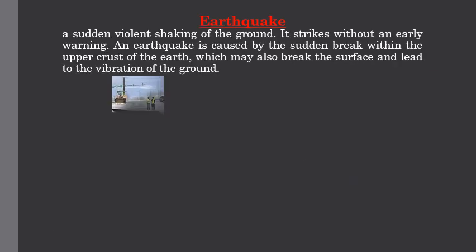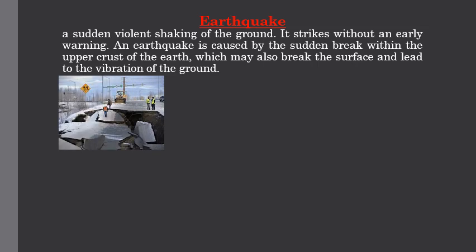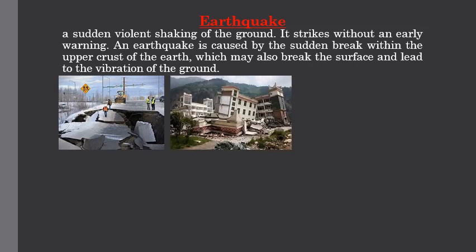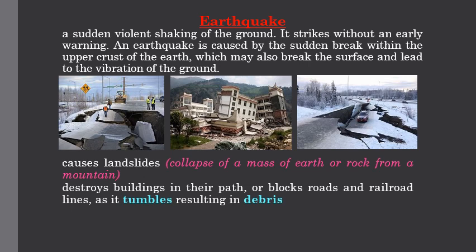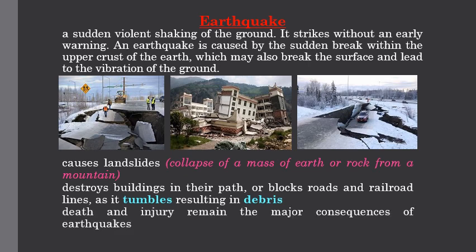Earthquake. A sudden violent shaking of the ground. It strikes without an early warning. An earthquake is caused by the sudden break within the upper crust of the earth, which may also break the surface and lead to the vibration of the ground. Here are the images. What are the effects? It causes landslides, which is the collapse of a mass of earth or rock from the mountain. It destroys buildings in its path or blocks roads and railway lines as it tumbles, resulting in debris. Death and injury remain the major consequences of earthquake.